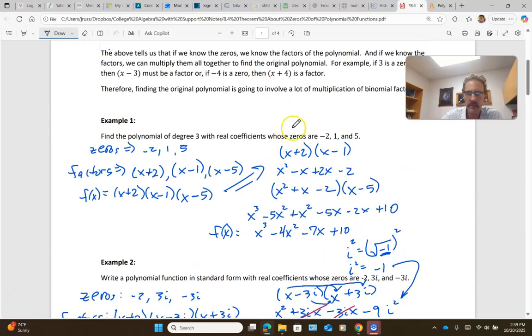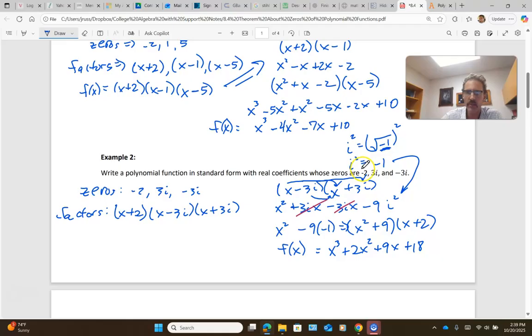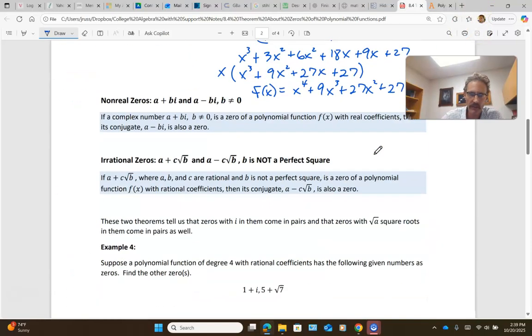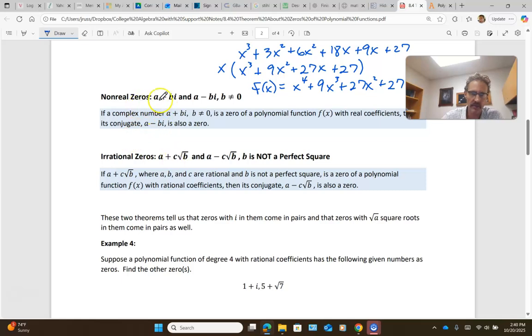If you notice in example 1, these were all integer zeros. But in example 2, one of the zeros was an integer, but the other two were purely imaginary numbers. If you noticed, these are opposites. They come in pairs, and we call those pairs conjugates. And that's what these next two theorems tell us.